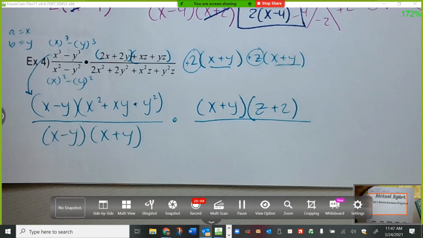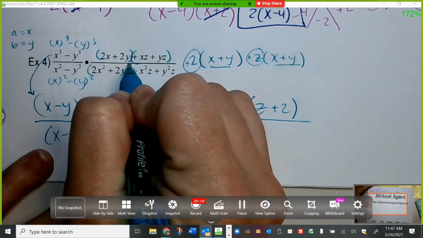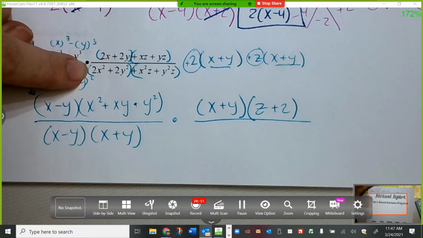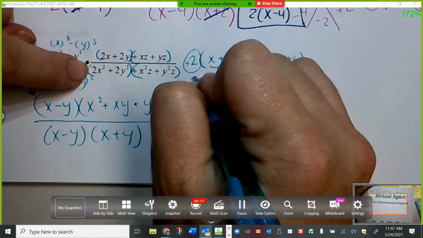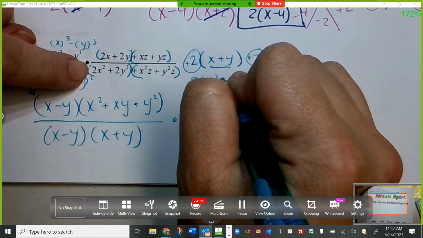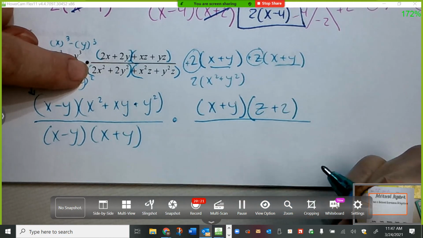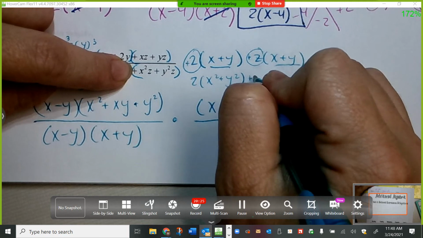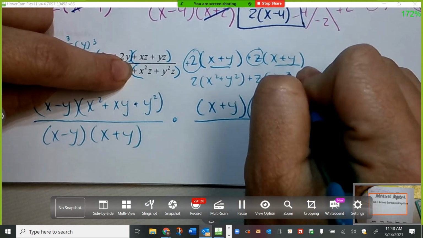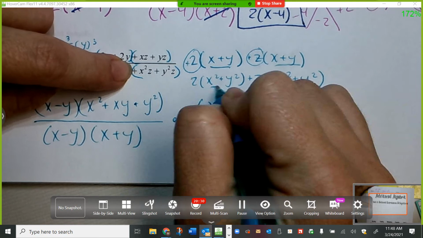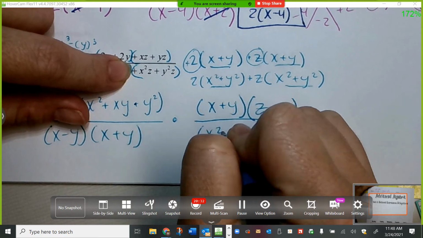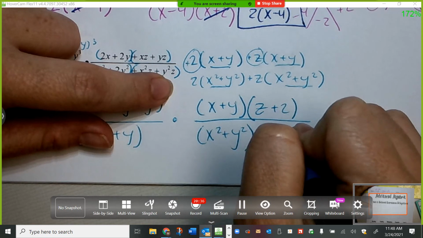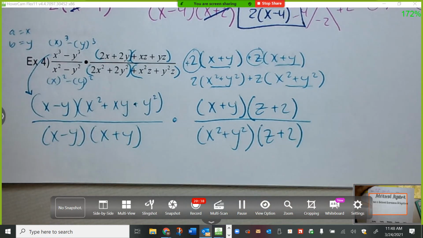So then the second one, same concept, grouping. What's your GCF of that front parentheses? 2. And you're left with x squared plus y squared. And what's your GCF of the second parentheses? A positive z, and you're left with x squared plus y squared. These match. And then you have the z plus 2 left. Again, I flipped it for order. And what cancels?